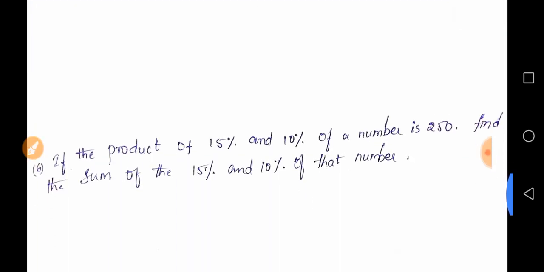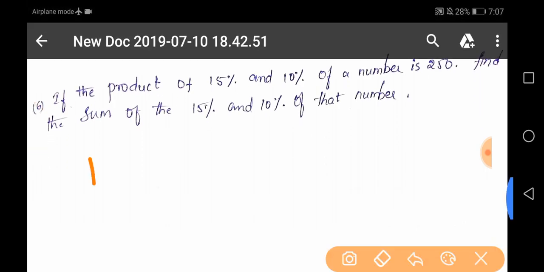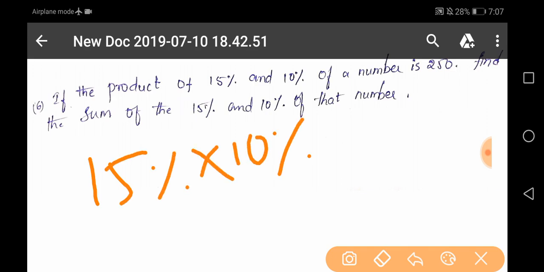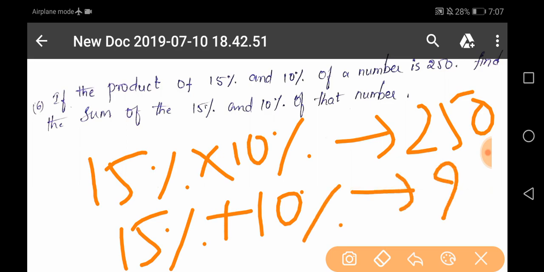So here is the other question. If the product of 15% and 10% of a number is 250, find the sum of 15% and 10% of that number. See what they have given. 15% into 10% is 250. Okay, so we have to find out 15% plus 10% how much. So this is the question they have given.